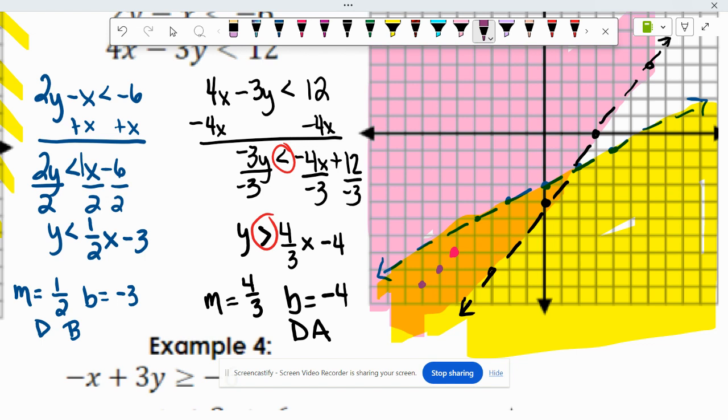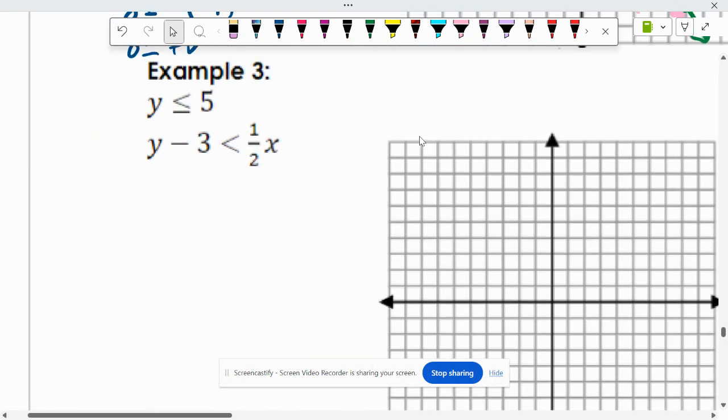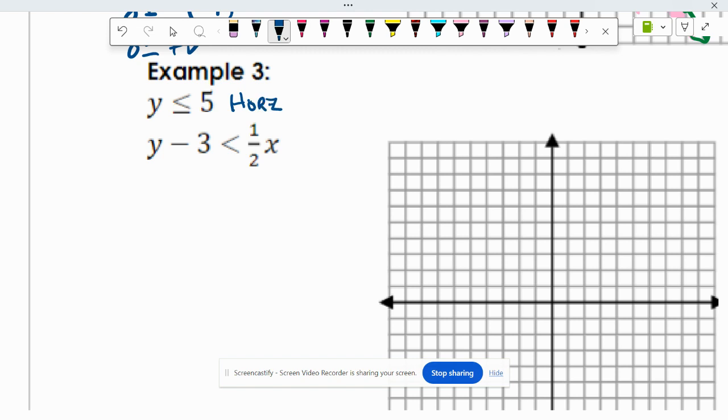We ready to do example number 3? Yes or no? Okay. Example number 3. What kind of a line is this? Y is less than or equal to 5. Yeah, this is just a horizontal line. It's going to be solid, and I'm going to shade below.